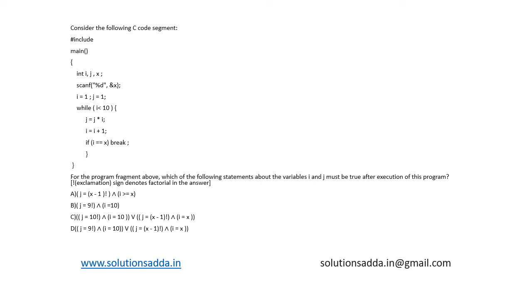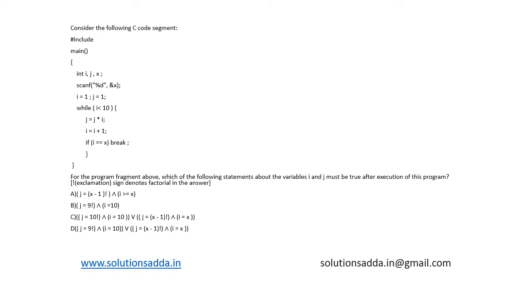This is a programming question. Consider the following C code segment. For the program fragment above, which of the following statements about the variables i and j must be true after execution of the program, where the exclamation mark represents the factorial? So we are asked to find out what the values of i and j are if the program executes.